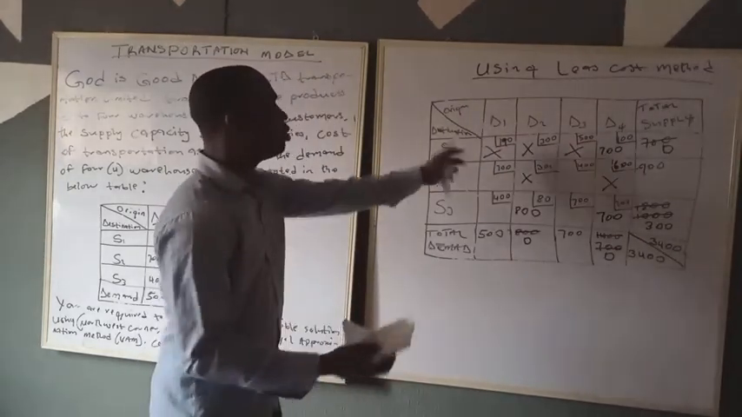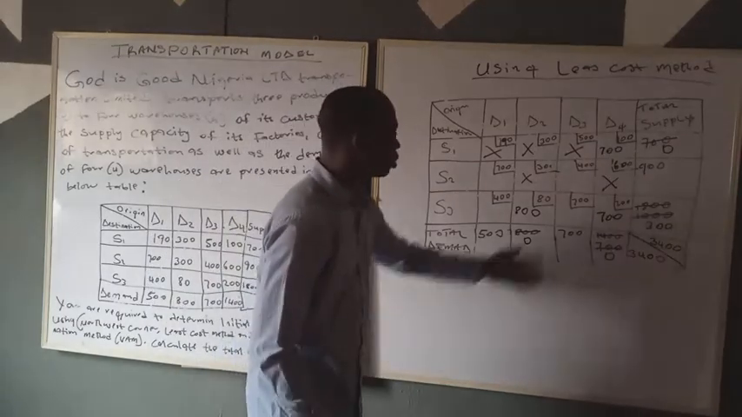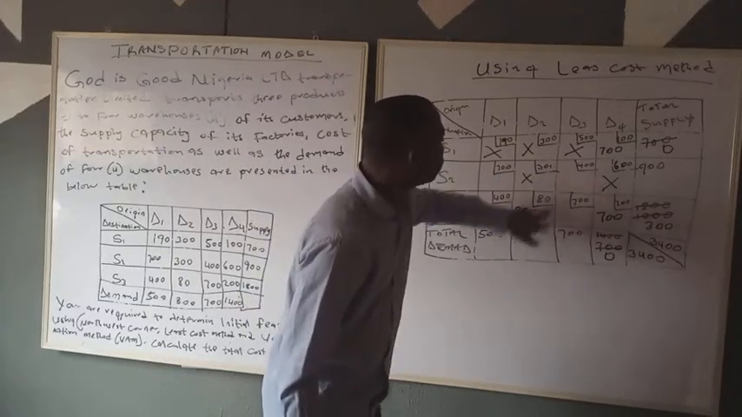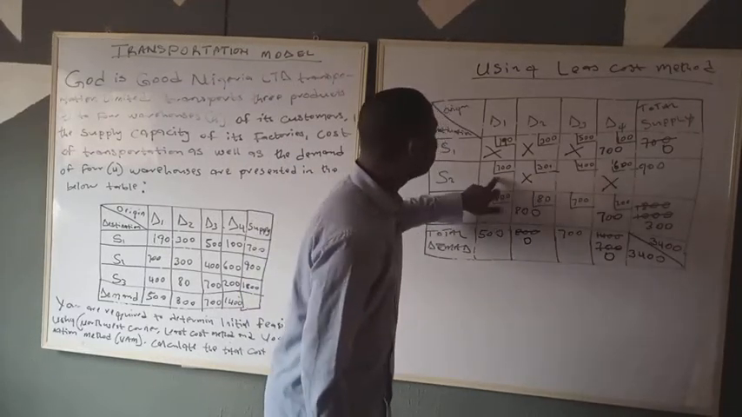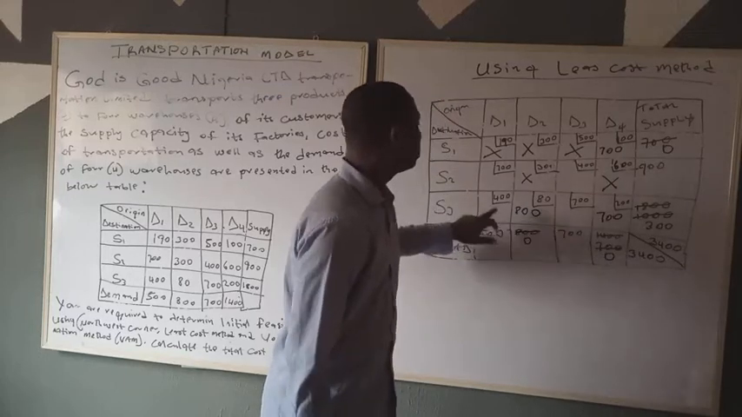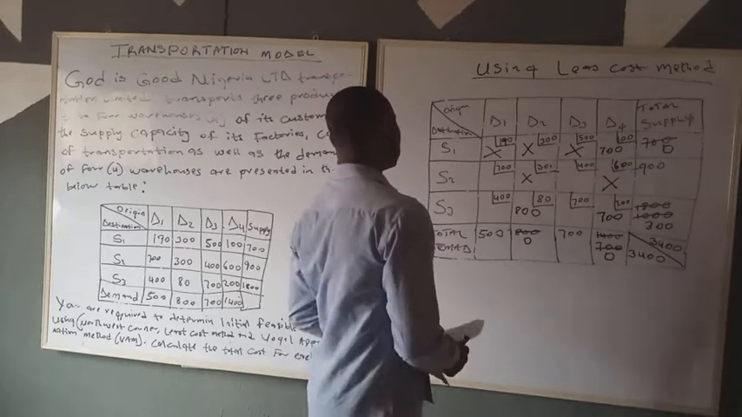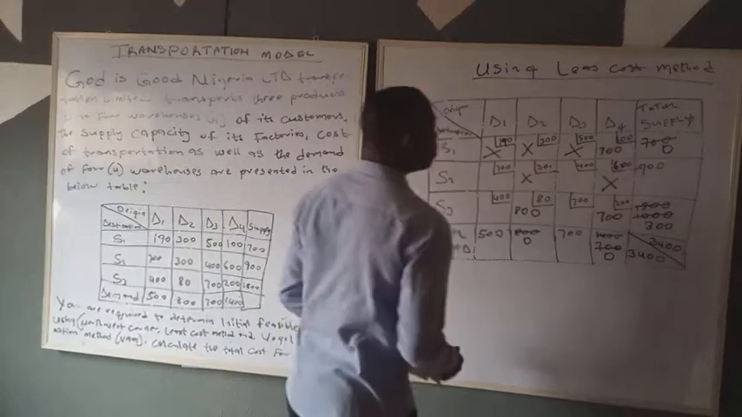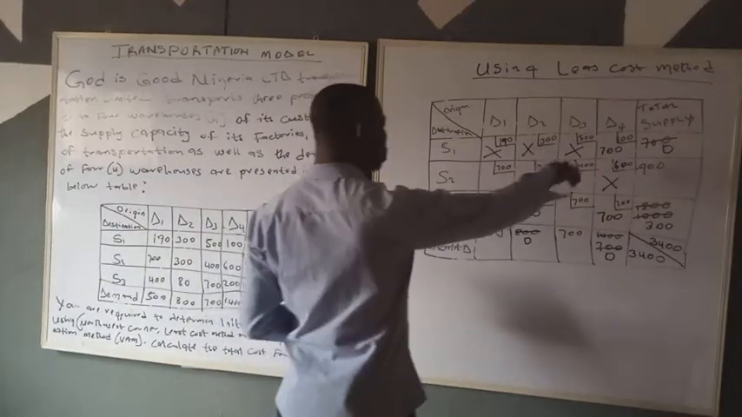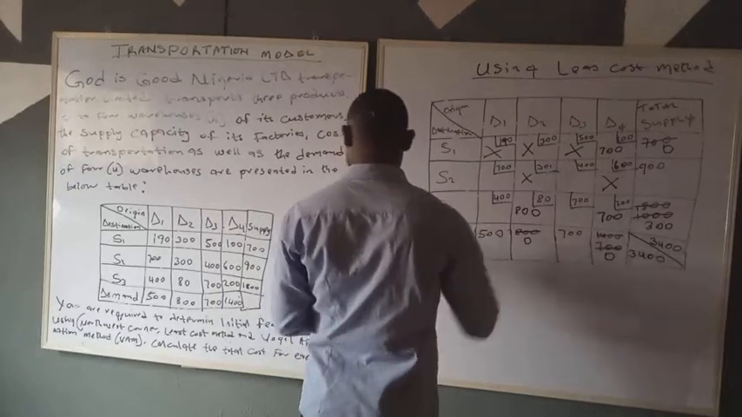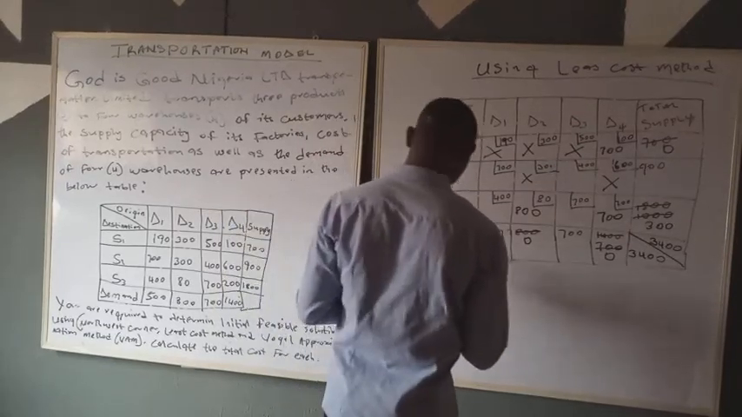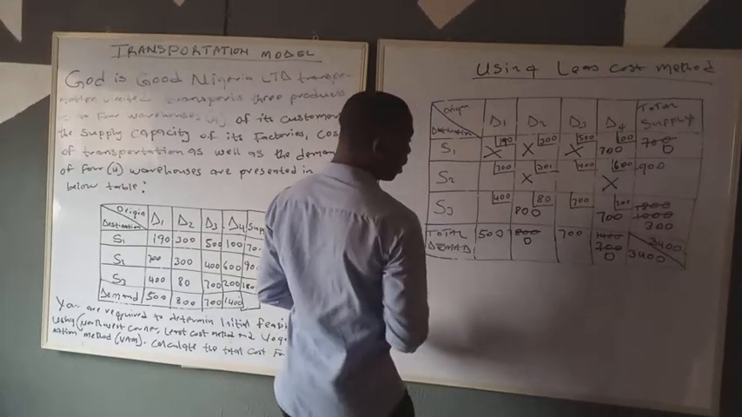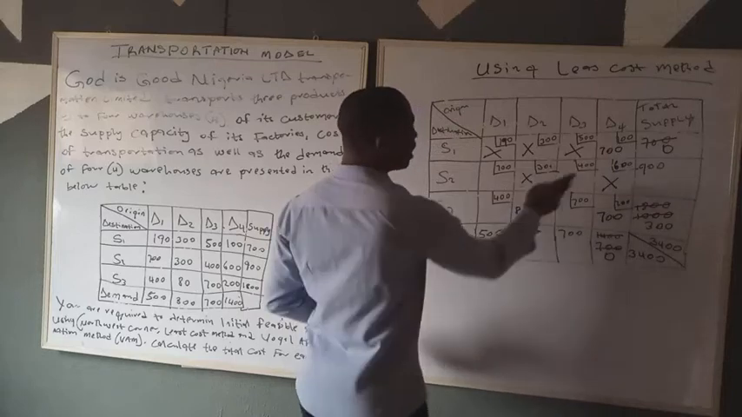So now we look for another lowest cost again that has not been crossed out and still has demand. So here 400, 700, 400. Are we having 400? Yes. So now from here we supply this 400. We have 2 lowest costs, so let's pick this one first. We supply this 400.